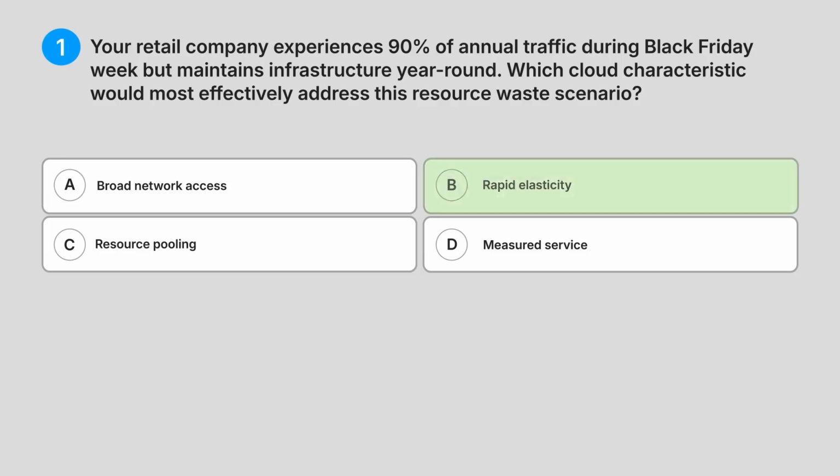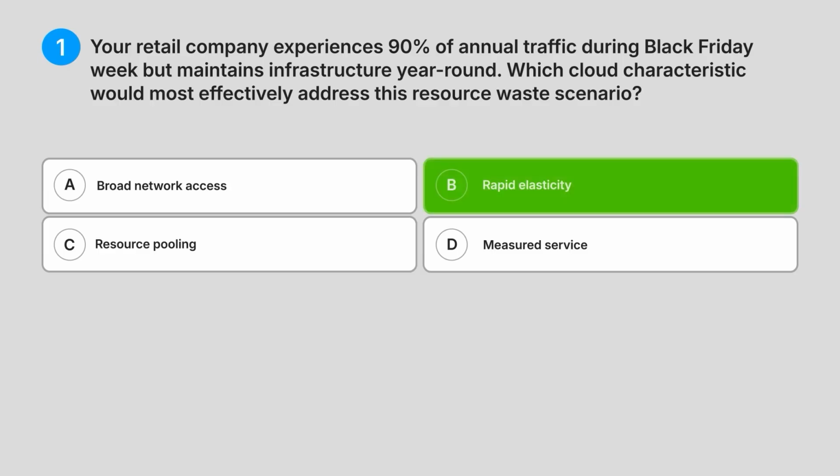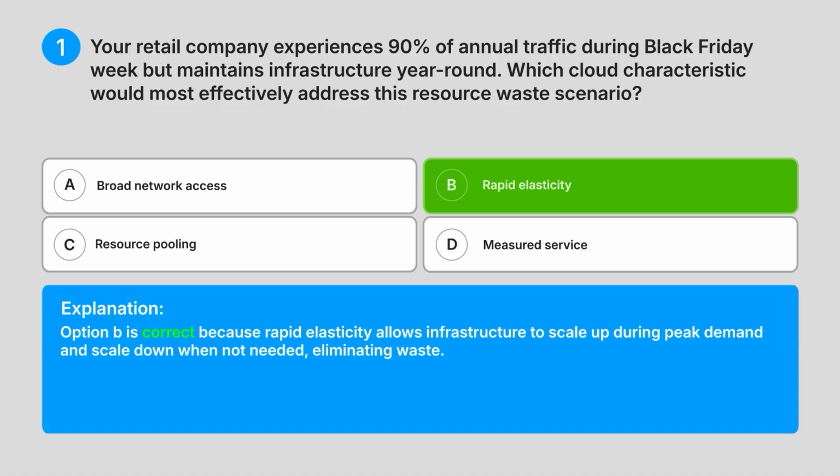Correct answer, B. Rapid elasticity. Explanation: option B is correct because rapid elasticity allows infrastructure to scale up during peak demand and scale down when not needed, eliminating waste.